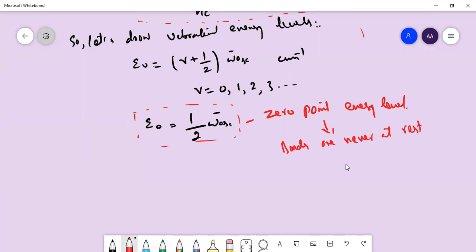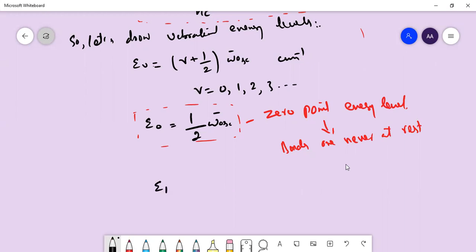आपका bond जो है वो कभी भी rest position पे नहीं रहता है. It means the bonds always vibrate with some energy, and that energy is equal to 1/2 ω bar. So the bond, even at the rest position, will be vibrating with energy equal to half of ω bar. So this is very important: E0, also known as zero point energy level.